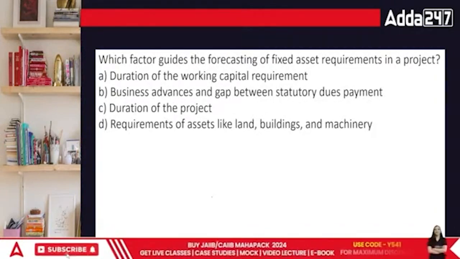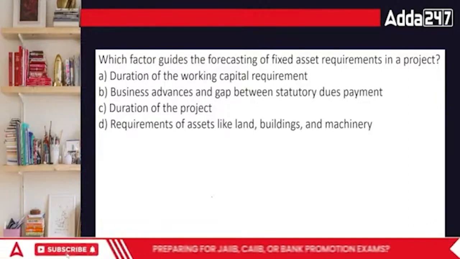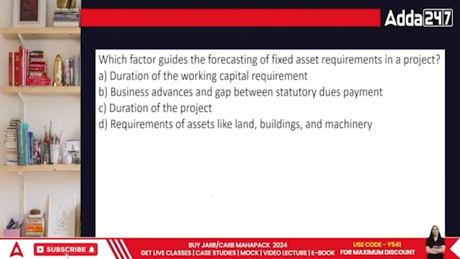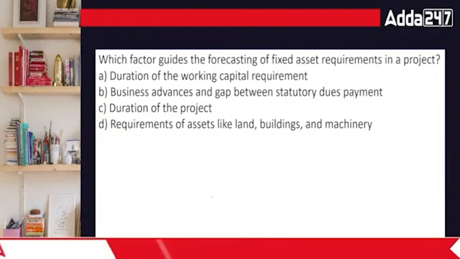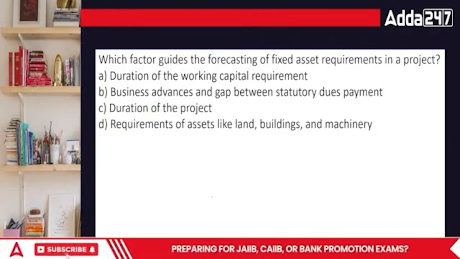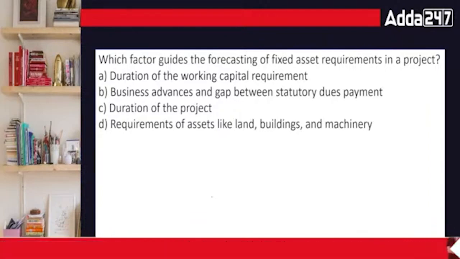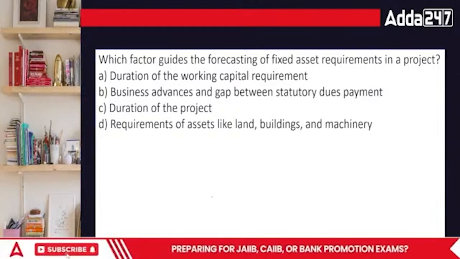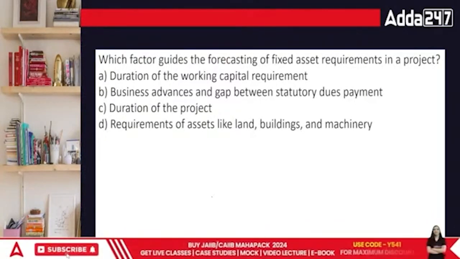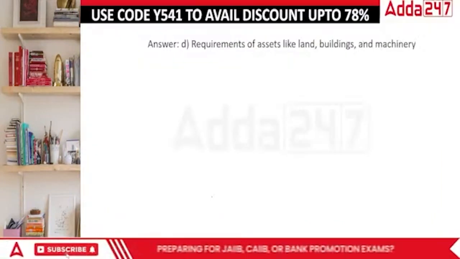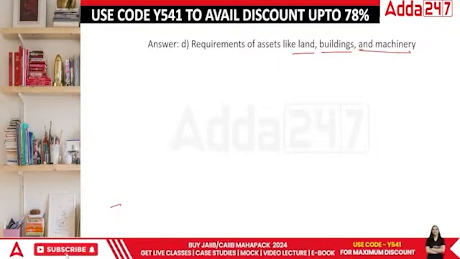The next question says, which factor guides the forecasting of fixed assets requirement in a project? If I'm looking at the fixed asset, whether I should buy the fixed asset or not will depend upon what? Duration of the working capital requirement, meaning the capital that we require on a regular basis. Then business advances and the gap between statutory dues and payments. Then duration of the project, and requirements of assets like land, building, machinery, etc. The answer is requirement of assets like land, building, machinery. That has to be considered.